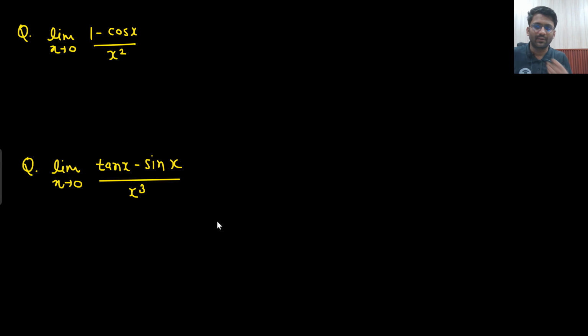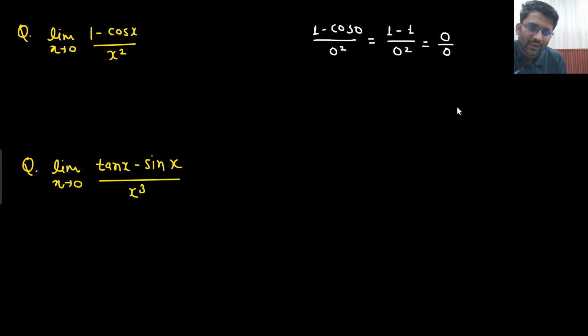Let's take this example now. Find the value of limit x tending to 0 of (1 minus cos x) by x square. What will you do? Sir, I will put in the 0 by 0 form: 1 minus cos 0 divided by 0 square. Cos 0 is 1, so 1 minus 1 divided by 0 square. So it is 0 by 0 form. What can I do? I can apply L'Hopital rule. So if I apply L'Hopital, sir, what will I do? Upper side differentiation, downward side differentiation.